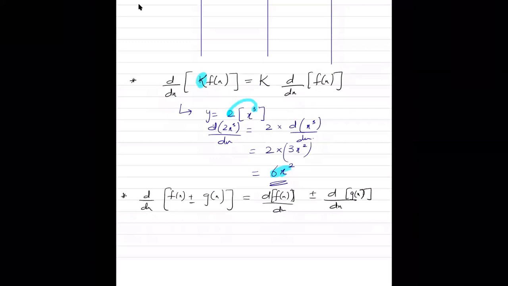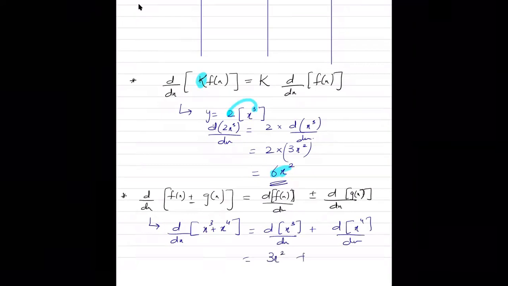So, for example, if I ask you to differentiate x cubed plus x to the power of 4, these are two different functions, x cubed and x to the power of 4. The result is going to be the same if you differentiate x cubed first and then add it to the differentiation of x to the power of 4. The differentiation of x cubed is simply 3x squared. The differentiation of x to the power 4 is 4x cubed, right?